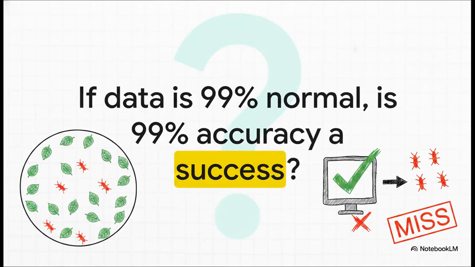So I really want you to think about this question for a second. If your data set is 99% normal, is getting 99% accuracy actually a success? Well, believe it or not, the answer is no. Think about it. If I build a completely broken model that just blindly guesses normal on every single photo it sees, it's going to be right 99% of the time. It literally has 99% accuracy, but it completely missed every single invasive insect, which makes it, well, utterly useless.